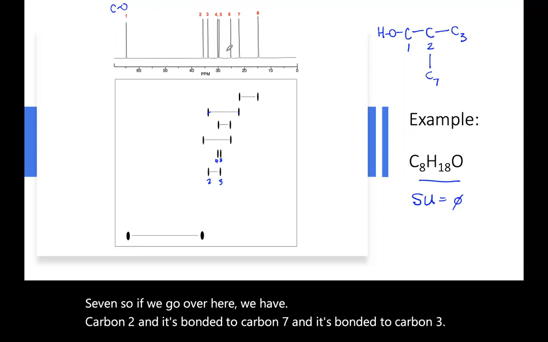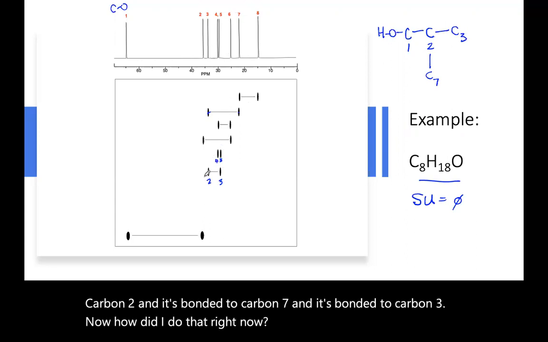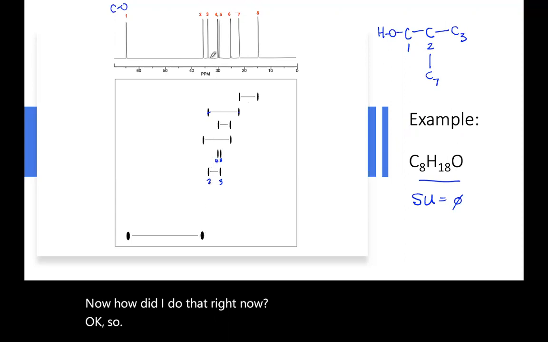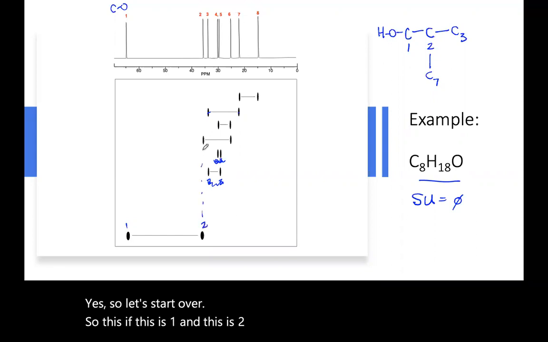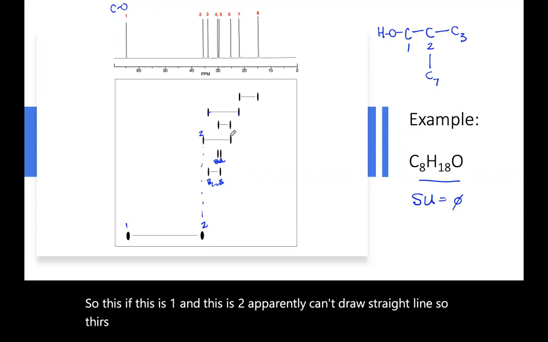Did I do that right? No. Okay, so I need a ruler, don't I? Yes, so let's start over. So if this is 1 and this is 2, I apparently can't draw a straight line. So there's 2 bonded to, here we go, 6.